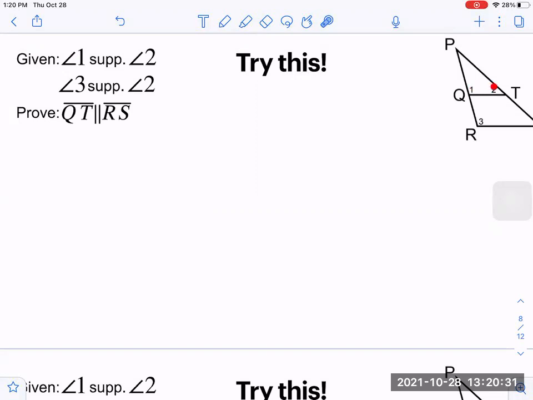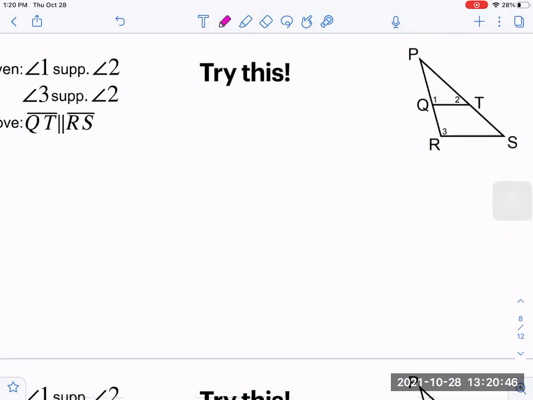So 1 is supplementary to 2, 3 is supplementary to 2. Based on those two facts, what could you tell me? Raise your hand. 3 and 1 are congruent, and that came from one of those theorems that we talked about. It does mean QT and RS are parallel, because what kinds of angles are these? Same side interior. No, corresponding. Yes, that's right. They are both above the lines on the same side of the transversal.